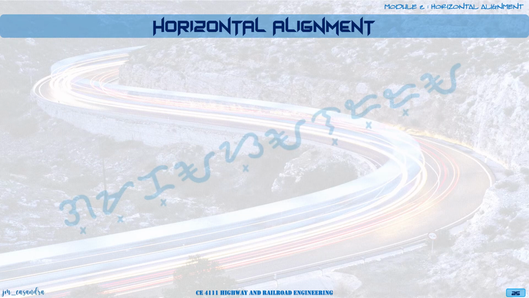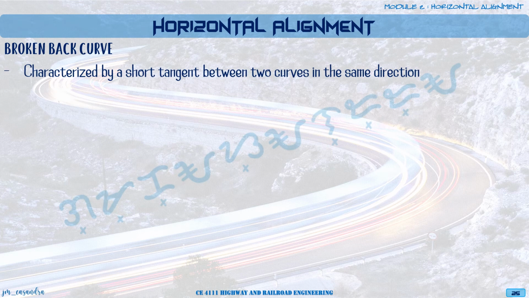So aside from the three types of horizontal curves that we just discussed, which are your simple curves, compound curves, and reverse curves, we also have what we call your broken back curve. So what are these horizontal curves? So broken back curve would be characterized by a short tangent that is placed between two curves that are facing or moving in the same direction.